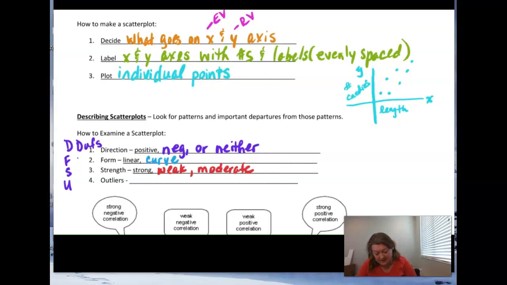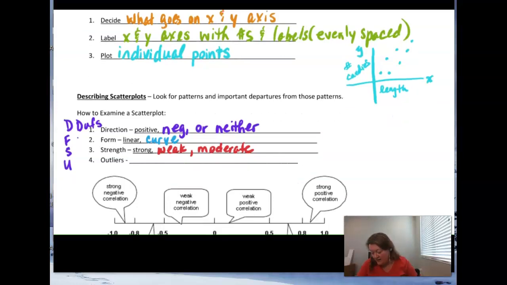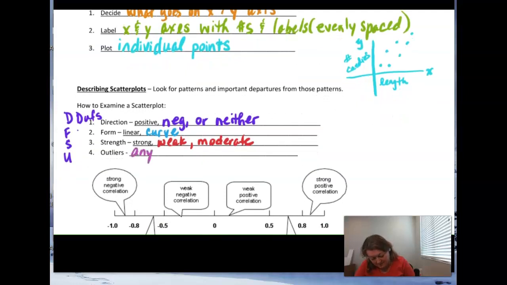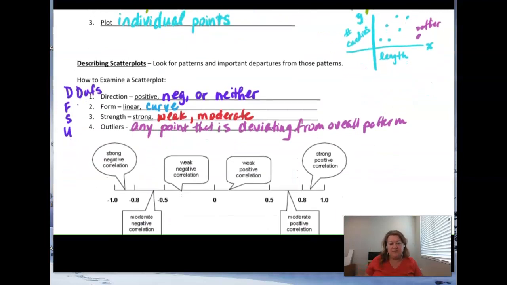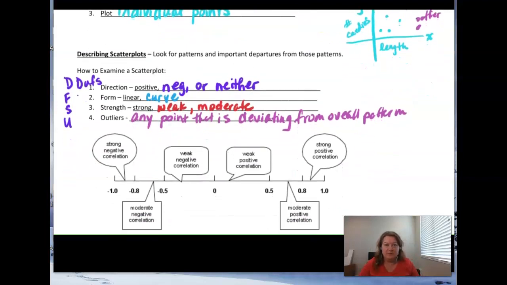Okay, and then lastly, we're looking at outliers. For outliers, we're looking for any point deviating from the overall pattern. So in our case, if I was using this as an example, obviously a point over here would be an outlier, right? It is far away from the rest of its friends, so that would be an outlier, okay? So kind of the same general visual check as before. If it looks really far out there, it's probably an outlier.